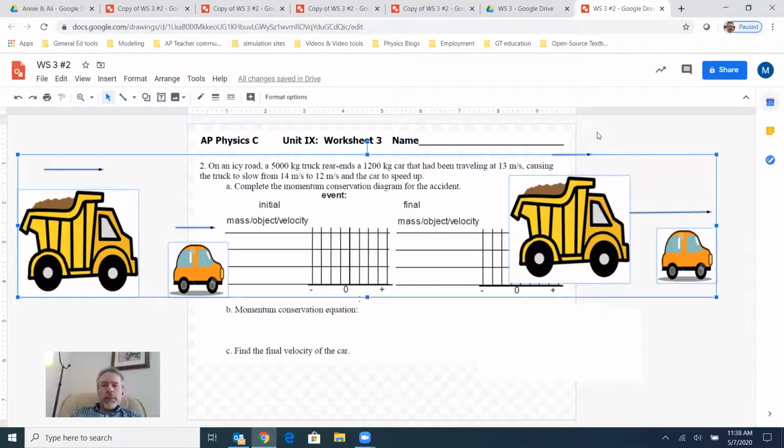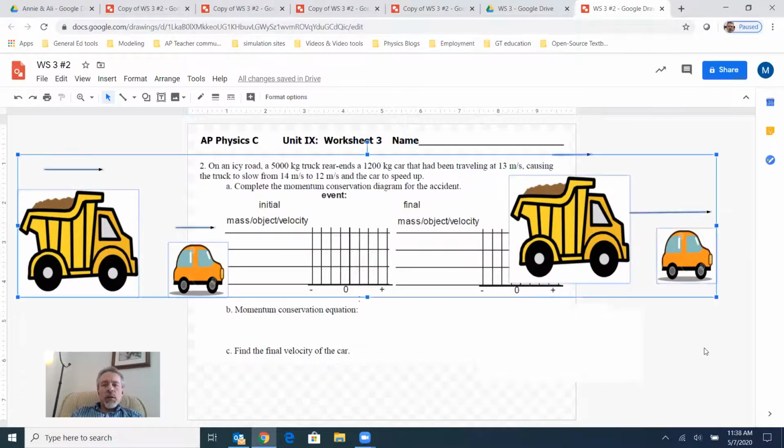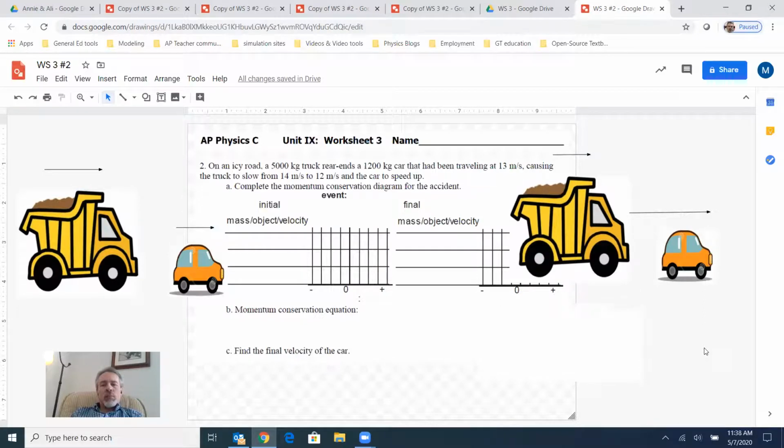All right, so I've got this truck that's moving at a certain speed here on the left-hand side. That's the before collision, and the car in front of it is moving slower. Afterwards, now the truck is over on the right. The truck is now moving slower, and probably as a result of that, the car is going to be moving faster. In fact, it says that it speeds up.